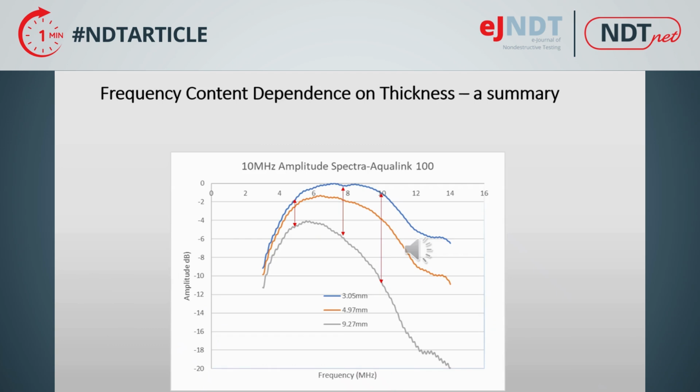Next, the spectral amplitude was converted to dB, normalizing the curves to the thinnest sample. Simply subtracting the dB difference from one curve to another at each frequency and dividing that by the thickness difference between the two samples being analyzed provides the attenuation coefficient in dB per millimeter for that frequency.